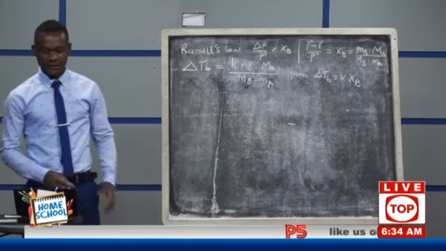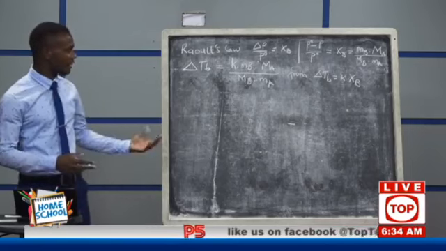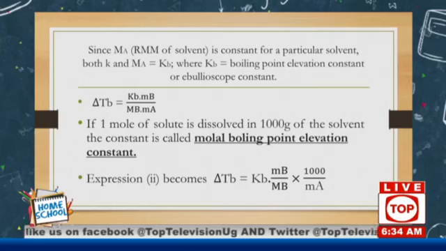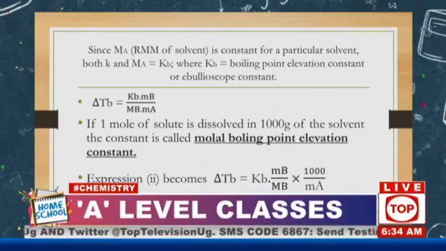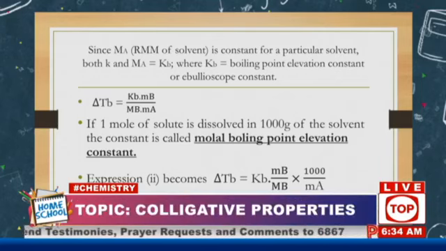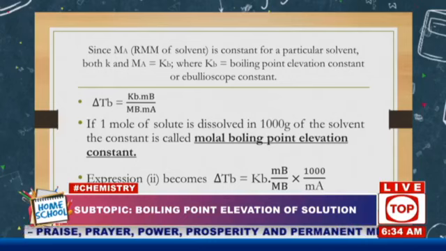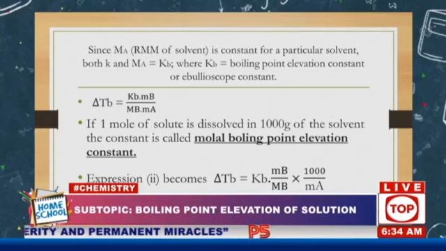So when we go to our next slide, we are going to look at something. There are so many assumptions that are made in this. We look at MA, the relative molecular mass of the solvent, to be a constant for a particular solvent. If you are dealing with a particular solvent, that RMM of the solvent is going to be a constant. So if we have a constant MA and a constant K, you can make them form one big constant, KB. Then KB is the boiling point elevation constant.